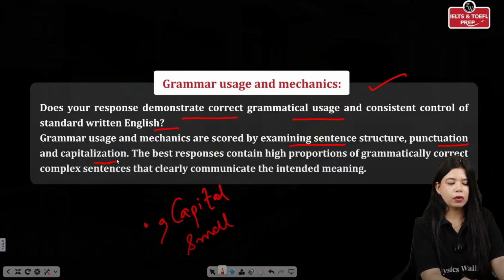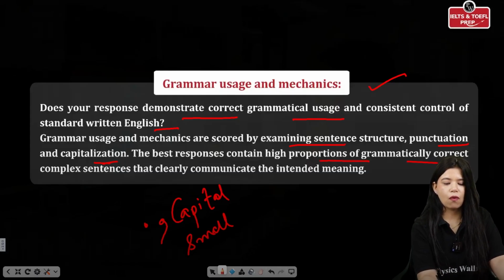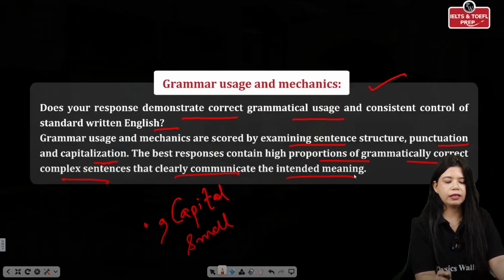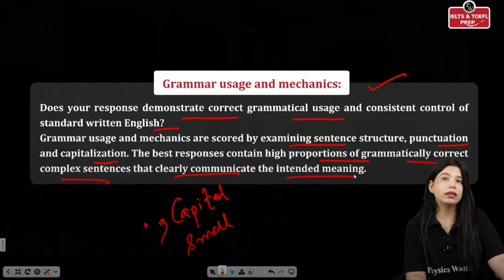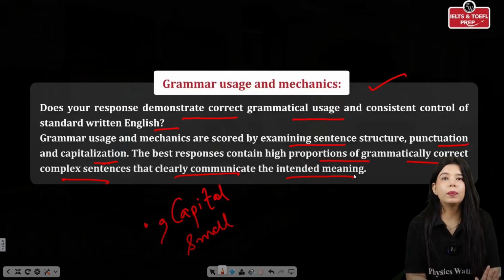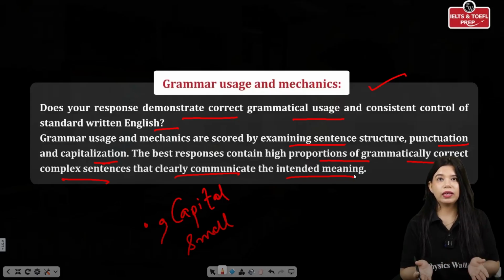The best responses contain a high proportion of grammatically correct complex sentences that clearly communicate the intended meaning. So you need grammatical accuracy, and that accuracy is needed not only in simple sentences but in well-developed complex sentences. So are you able to write complex sentences with grammatical accuracy or not?